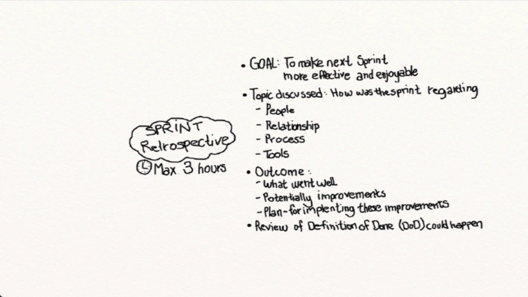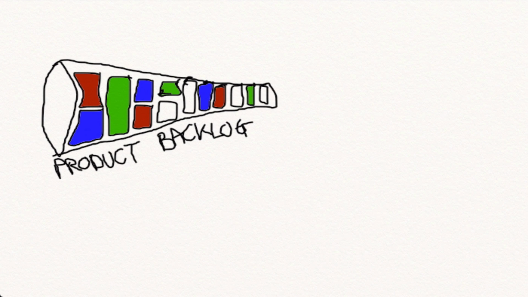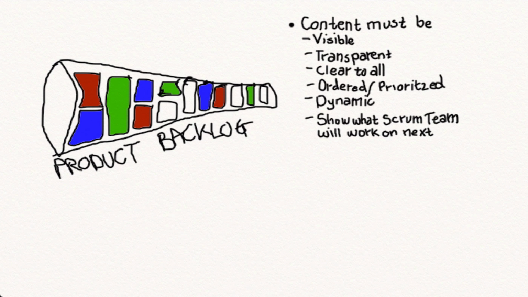After this detailed look at the Scrum events, it's time to take a look at the artifacts of the Scrum framework. As you already know by now, in Scrum the requirements catalog is called a product backlog. The content of the product backlog must be visible. Anyone should be able to see it. It must be transparent and clear to all.